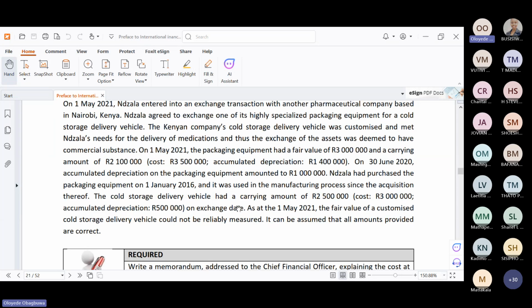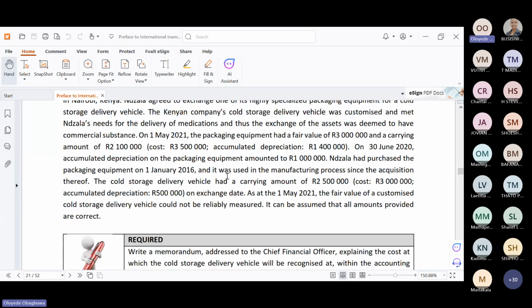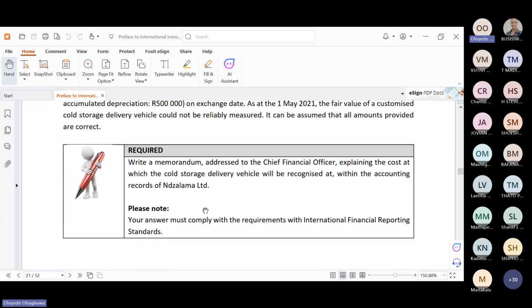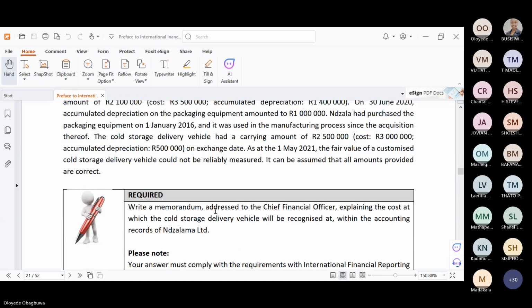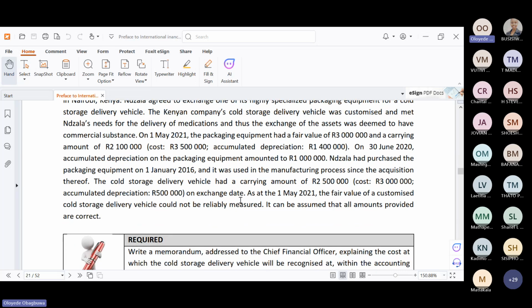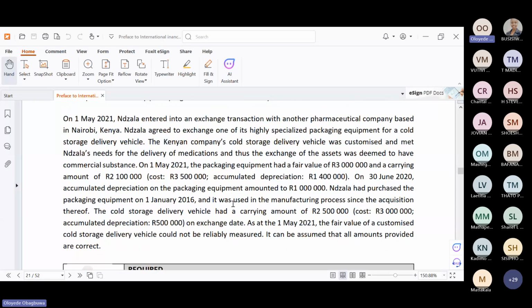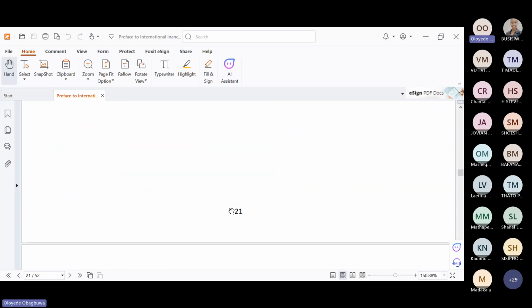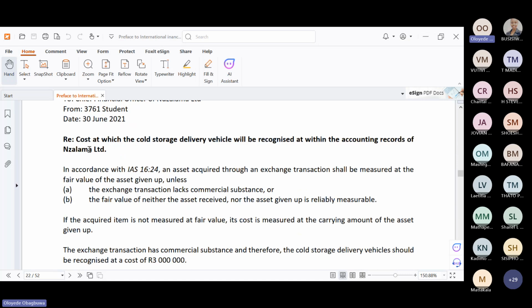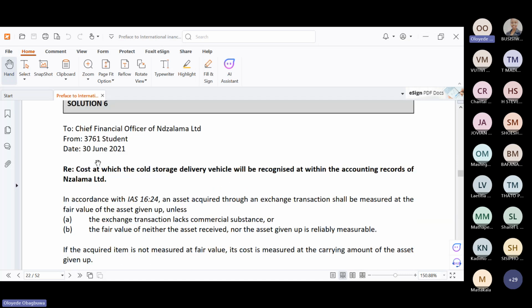So you have to write a memo to the Chief Financial Officer telling him at what cost the cold delivery vehicle should be recognized. They are exchanging, and what they are getting is the cold delivery vehicle, which we are told that the fair value is not readily available, but it has a commercial substance. So you write a letter to the Chief Financial Officer of Nzalama, the cost at which the cold storage delivery will be recognized.